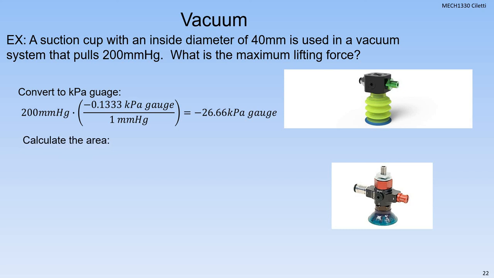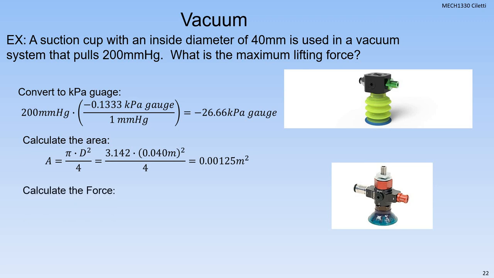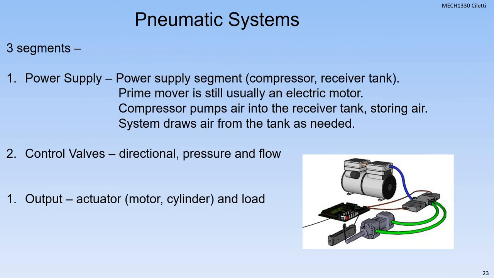Then we have to calculate the area. Since it's 40 millimeters, we have to move the decimal 3 places to the left before we calculate area. It's 0.04 meters, so make sure you're doing that. Then force is pressure times area, and we get negative 33.5 newtons. Negative, once again, indicating we're lifting something up.